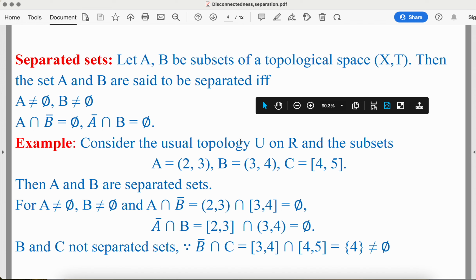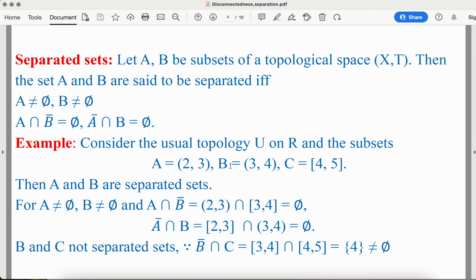Suppose we consider the usual topology U on R and the subsets A equal to the open interval (2,3), B equal to the open interval (3,4), and C equal to the closed interval [4,5]. These are open intervals and this is a closed interval. We notice that A and B are separated sets.